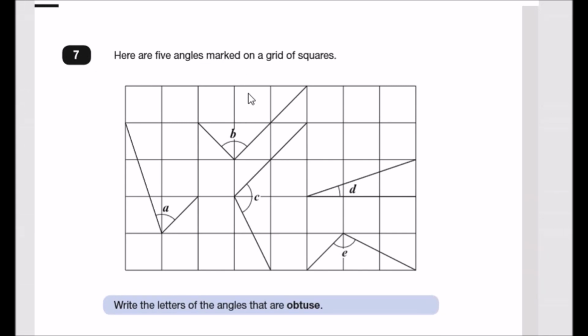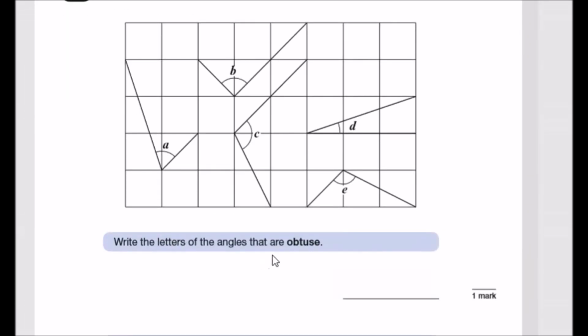So here are 5 angles marked on a grid of squares. Alright, let's see. So we got A, B, C, D, E. It looks like we got acute angles, a right angle, this one looks a bit like a right angle, obtuse, acute, and probably another right angle, but nah, this looks a bit too wide. So write the letters of the angles that are obtuse.